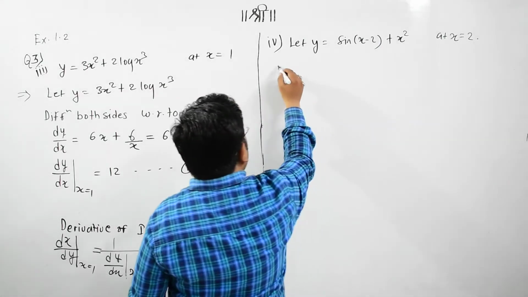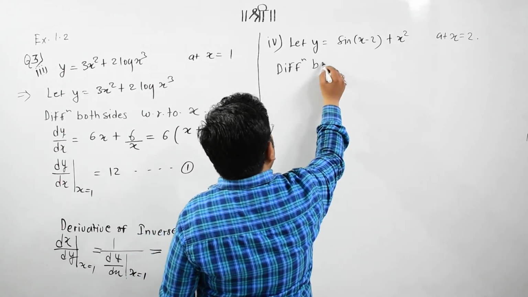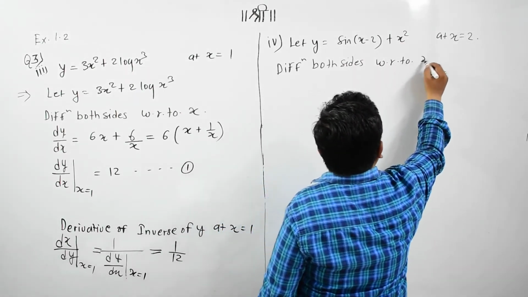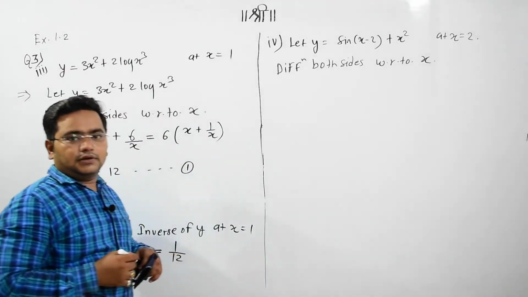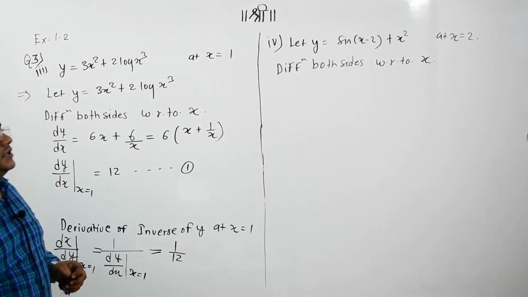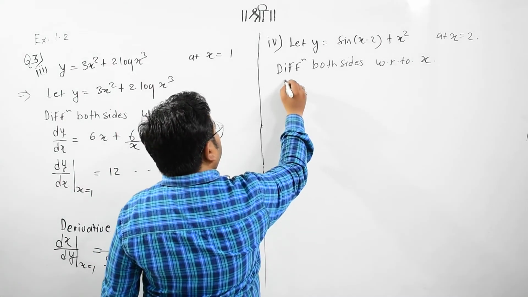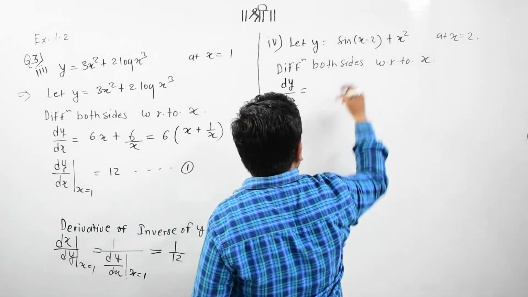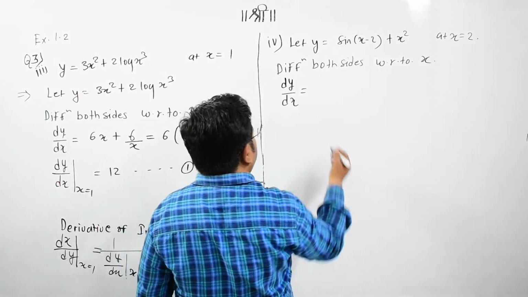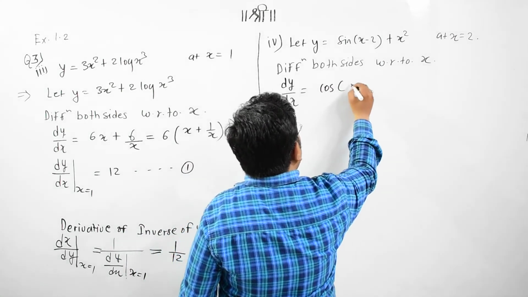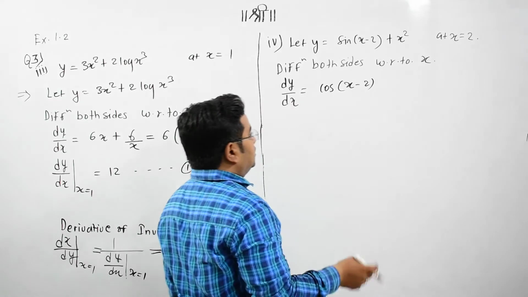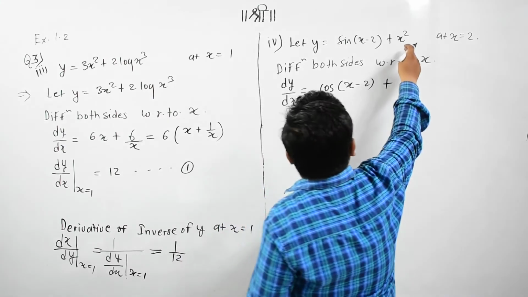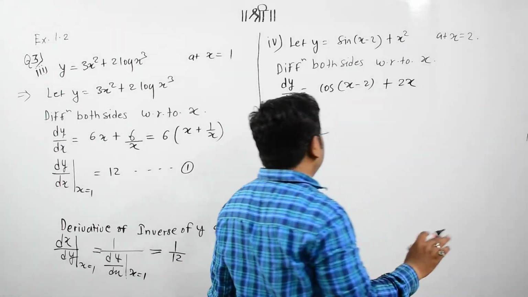Differentiating both sides with respect to x, what are you getting? Hope you are getting so many things, but there is one certain thing. dy upon dx is equal to the derivative of sine of x minus 2, which is nothing but cos of x minus 2. Now, the derivative of x minus 2 is again 1, so no need to differentiate further. Now what is the derivative of x square? That will be 2x only. That's it, nothing else.